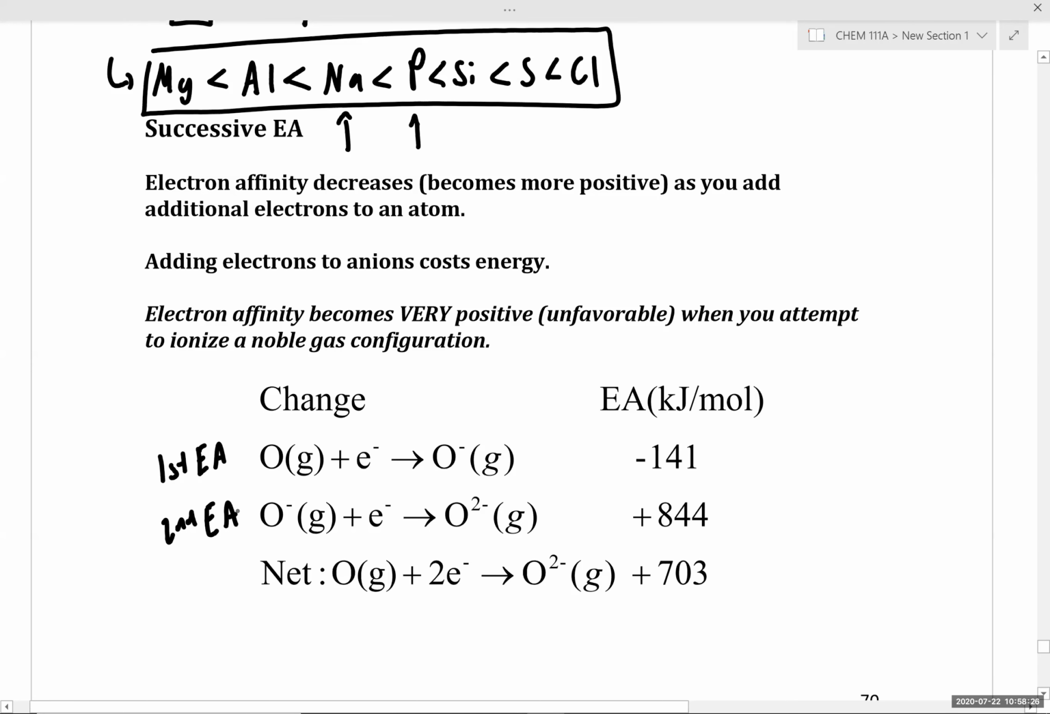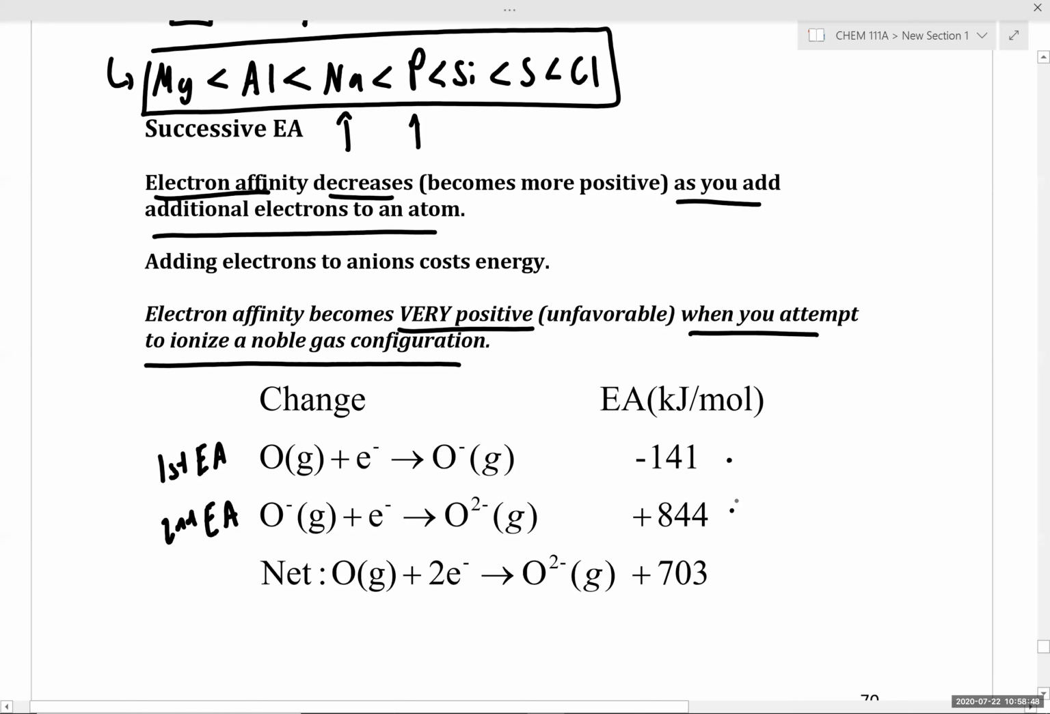And in general, electron affinity will become very positive when you attempt to add an electron to a noble gas configuration. Further, electron affinity drops pretty dramatically as you attempt to add additional electrons to an atom. So that's why, interestingly enough, the first electron affinity for oxygen is negative, while the second electron affinity is positive. Any other questions on this example?